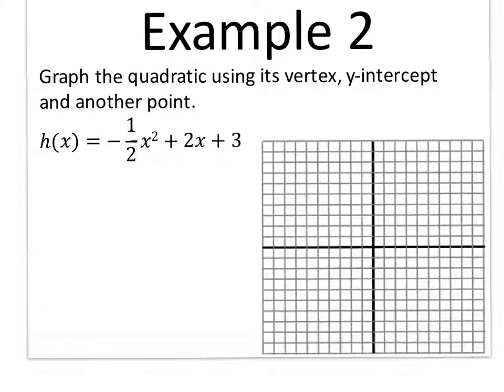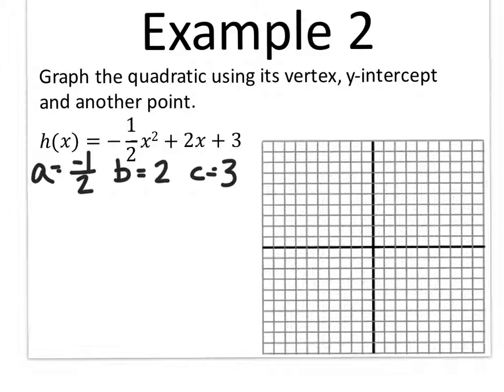Example number 2 is very similar. It says graph the quadratic using your vertex, your y-intercept, and one other point. So I'm going to start again with labeling A, B, and C. This time A is negative 1/2, B is positive 2, and C is 3.